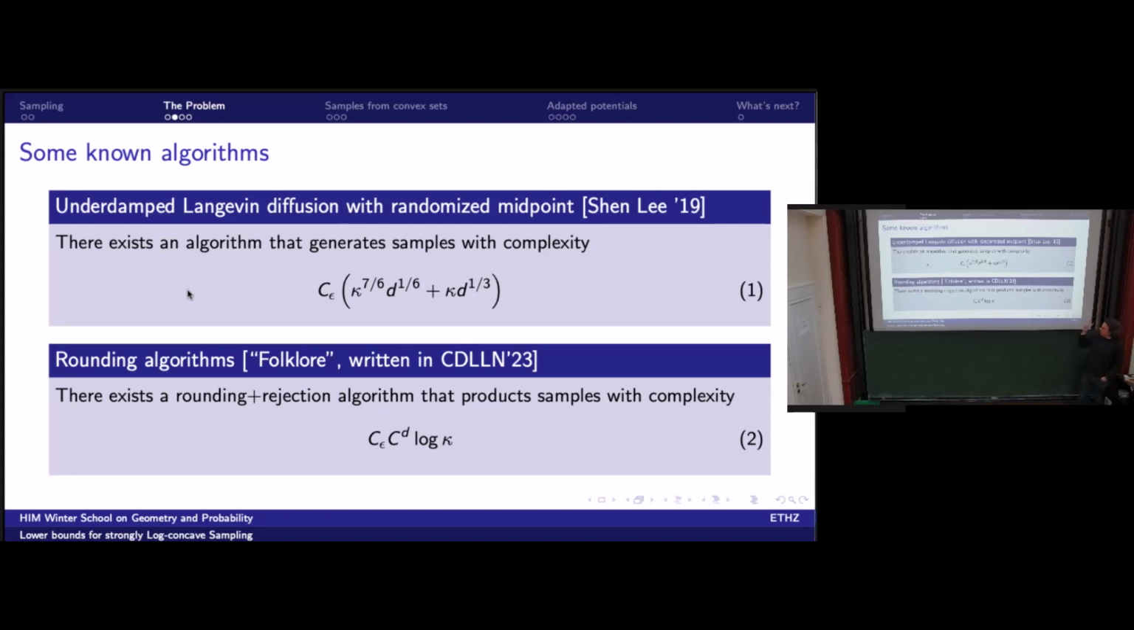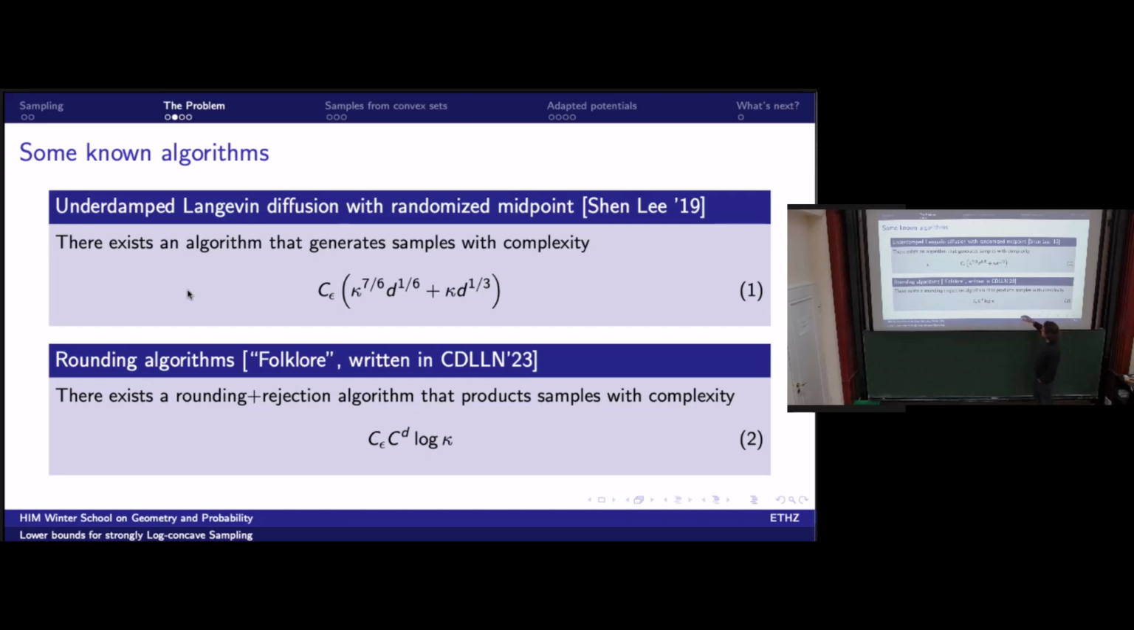It turns out that these rounding algorithms are very effective if you start with something very eccentric. They take a lot of time in the dimension. They're very bad in the dimension, but if you have low dimensions and very high eccentricity, these rounding approaches are very, very efficient. So we know that there are at least two regimes where our algorithms are very different.